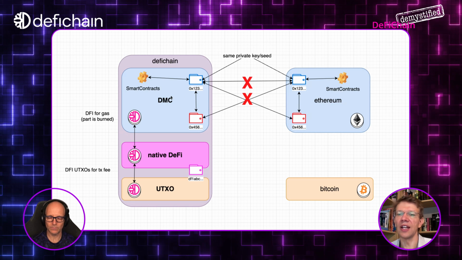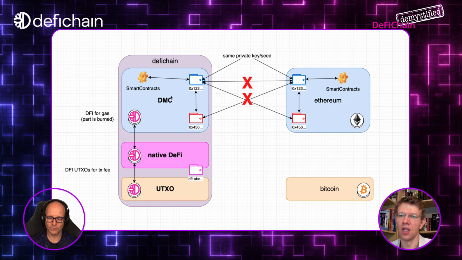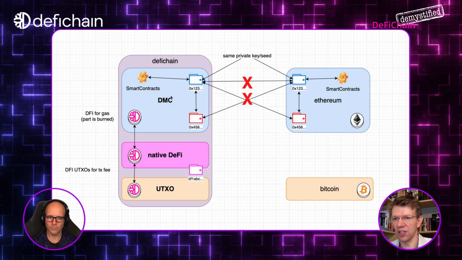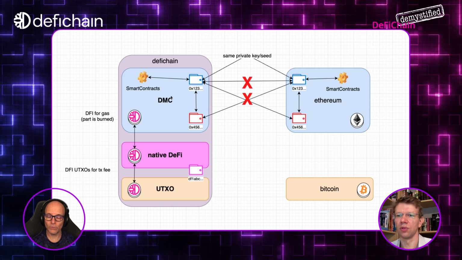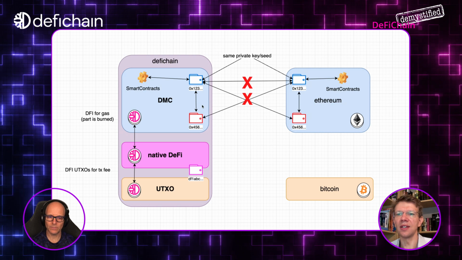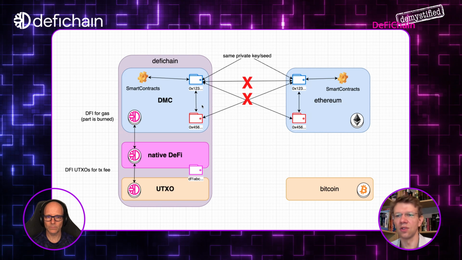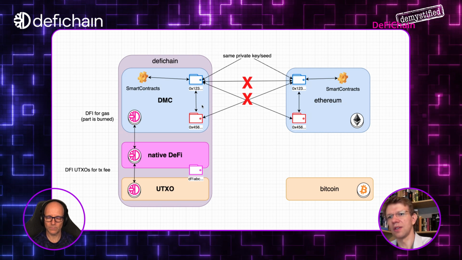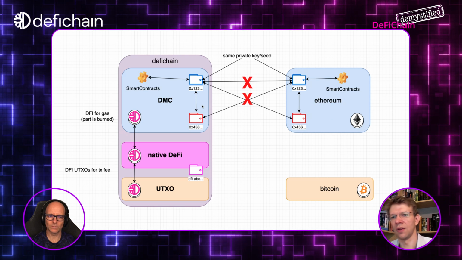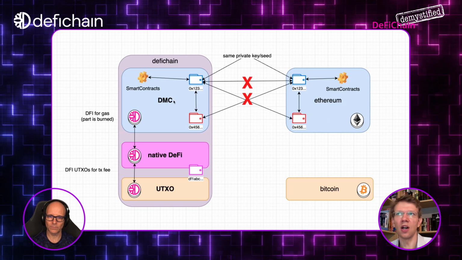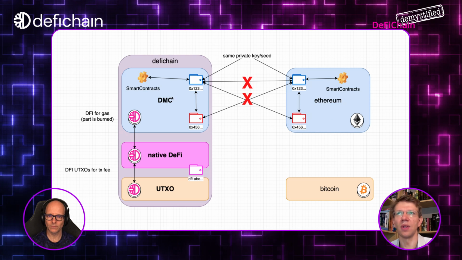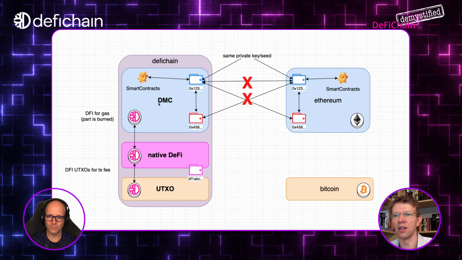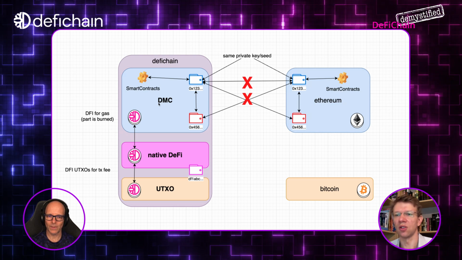Same with the DFI that we have on Binance Smart Chain. There's also a DFI token on Binance Smart Chain, but you need the bridge. Right. It's the same thing that the ERC20 DFI is not the same as the BEP20 DFI. It's the same thing here. Now we have DMC as another EVM, and it's a different chain. It's the same standard, it's the same technology, but it's a different chain.